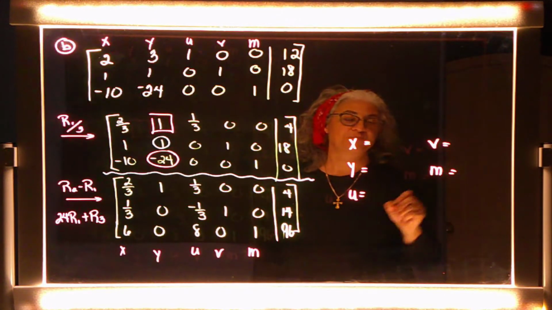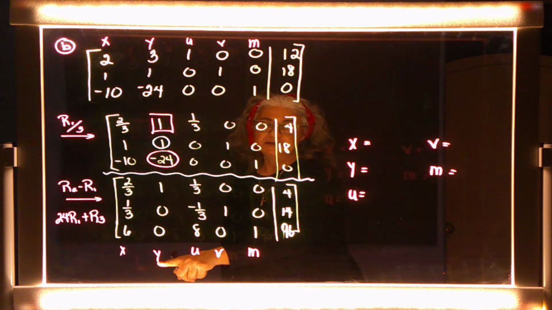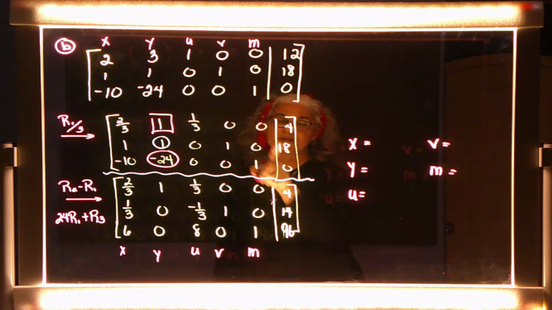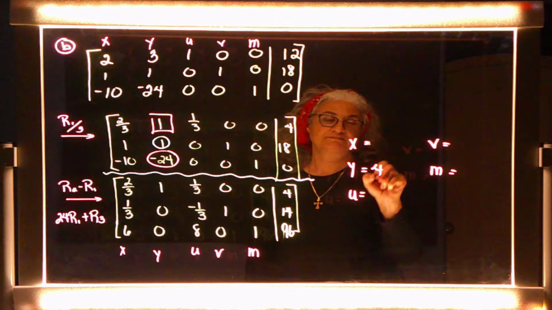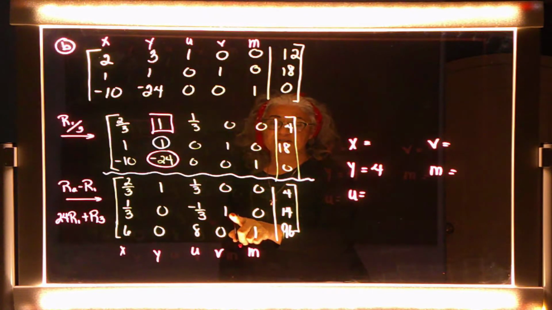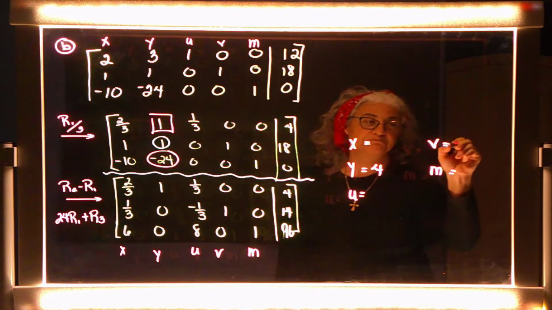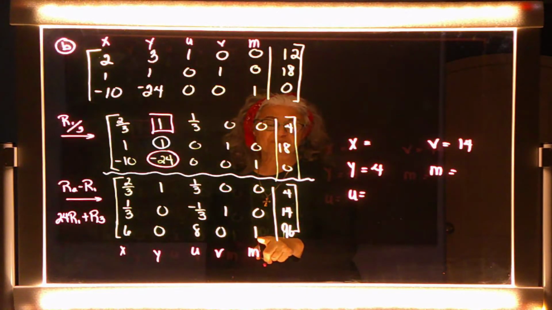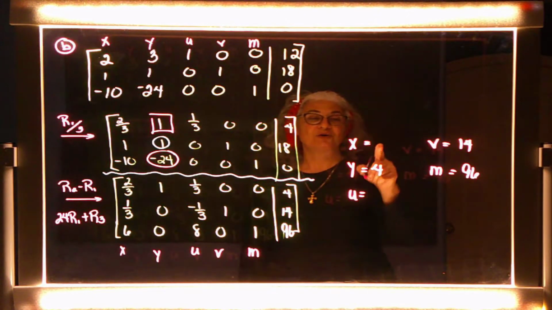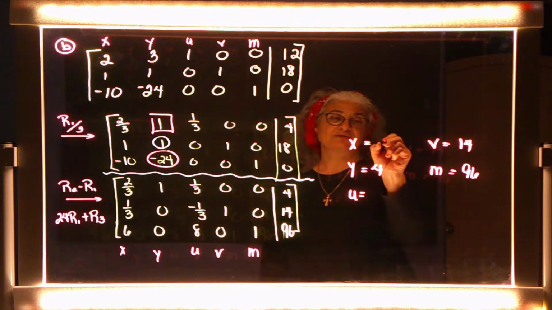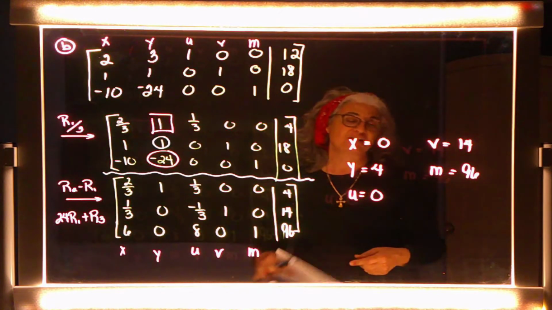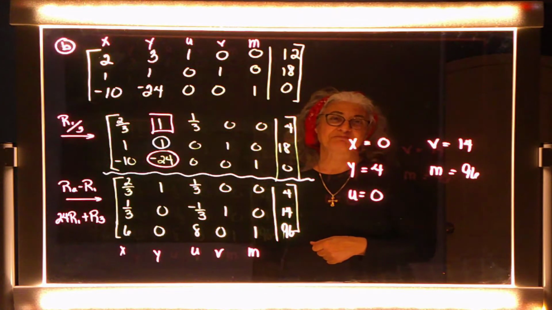Okay. So which ones did we say? Good, the Y. So I'm noticing the Y has the 1 in the first row, which means Y is going to be equal to 4. Got it. And the V has the 1 in the second row, which means V is going to be equal to 14. And then M has the 1 in the third row, which means M is 96. So what about the X and the U? Yeah, those guys are just going to be 0 because they didn't have the 1s and the 0s. Good? Cool. Got part C coming up.